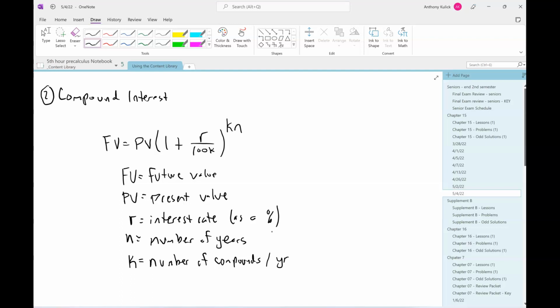Maybe it's monthly, it happens 12 times. Maybe it's weekly, that would be 52. Maybe you have some bonkers program where it's doing daily or 365, right? I assume that we know like how many months and weeks and days are in a year.